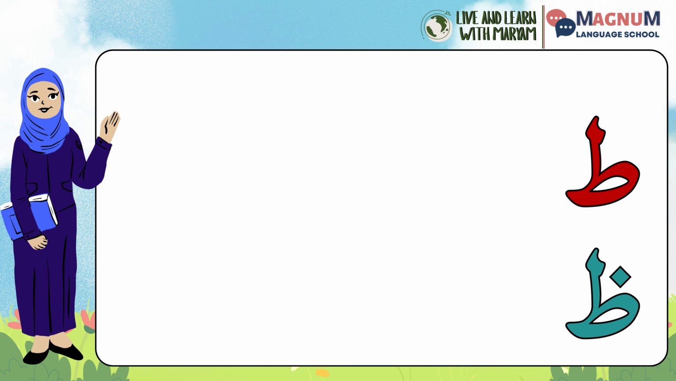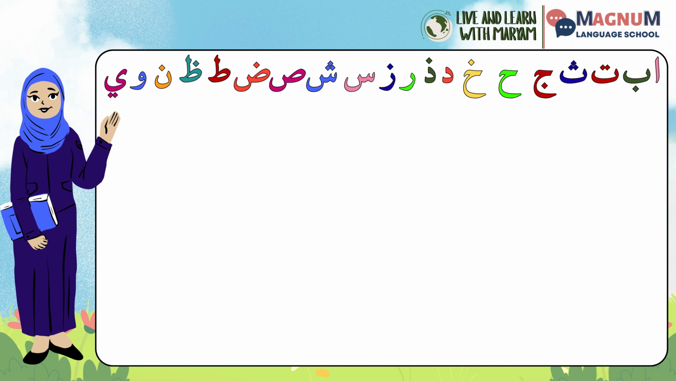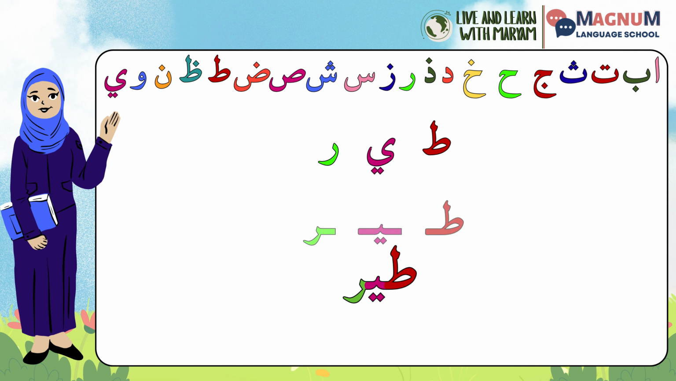Now let's pick some letters to connect them. For our first word, let's pick thaa, ya, and ra. Thaa is in the beginning, taking the leader position. It keeps its loop and tall stick perfectly intact, stretching its left hand forward. Next is ya in the middle, taking the bridge position, showing its two dots underneath. Ra is at the end, taking the finisher position. This word is tayr. Tayr means bird.